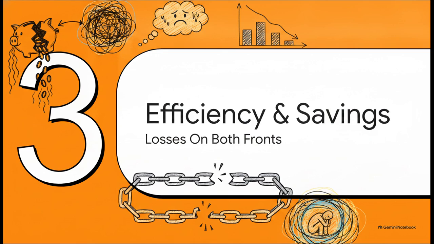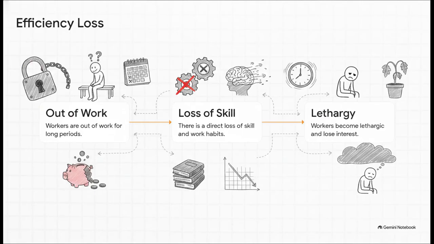Moving on to Section 3. Efficiency loss and depleted savings. You know how quickly you forget a language if you stop speaking it? Well, there's a very tangible loss of labor efficiency that happens here too. It's a basic principle. A skill really only stays sharp as long as it's being used. When workers are out of a job for a long time, they don't just lose their income. They lose their edge. Their work habits change, their professional drive erodes, and eventually the sheer weight of joblessness can cause them to become totally lethargic and lose interest in work altogether. It's a really tragic degradation of human capital.